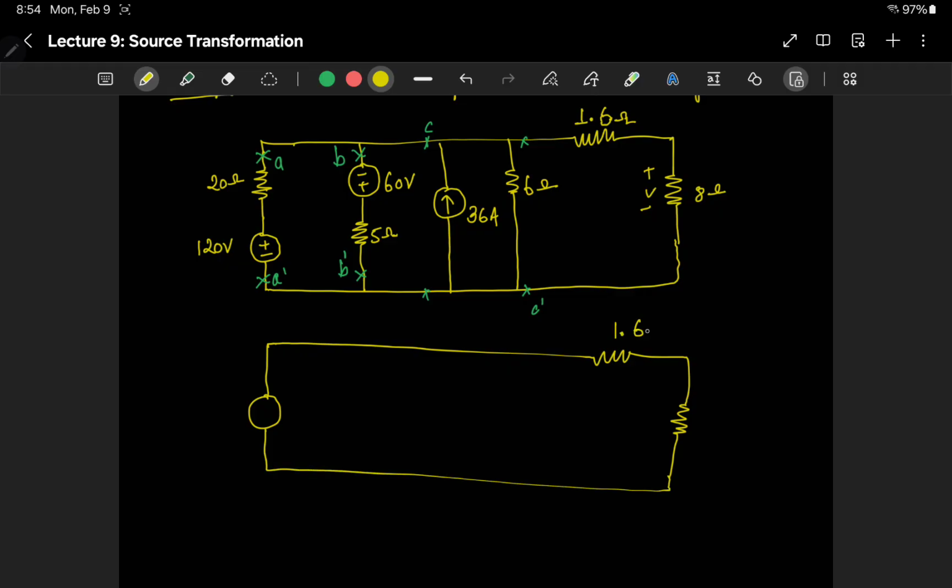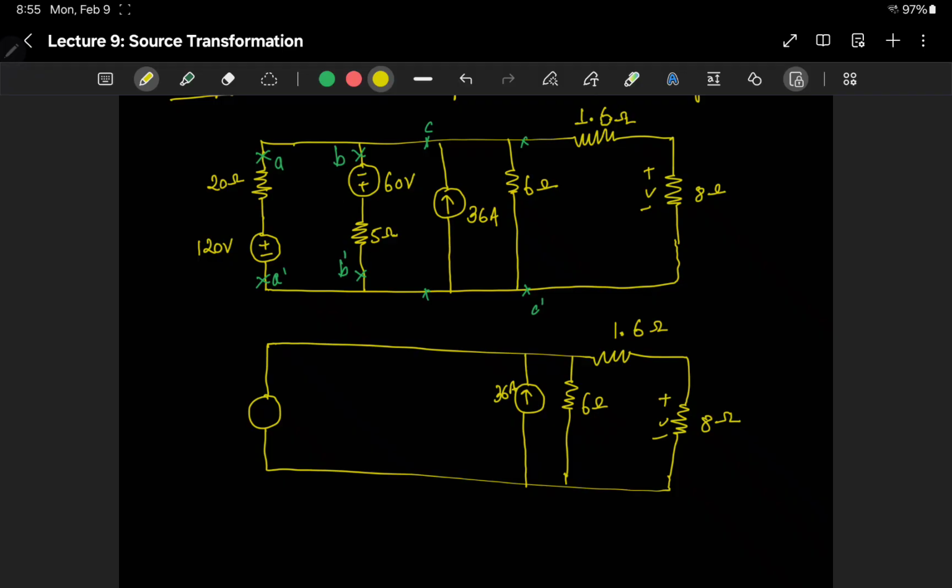And let's say 1.6 ohm, 8 ohm, plus minus V, we have 6 ohm. That is something we want to calculate. We have 36 amperes, right? That is given.